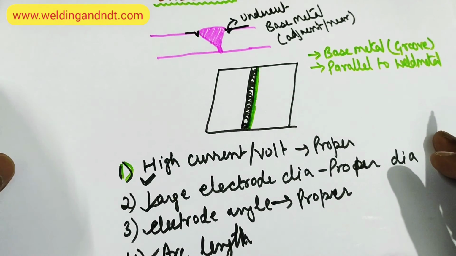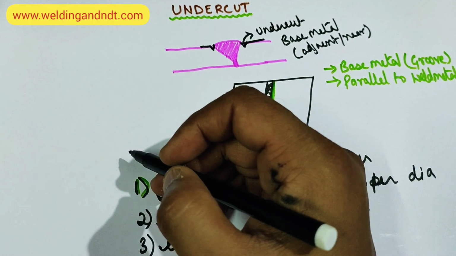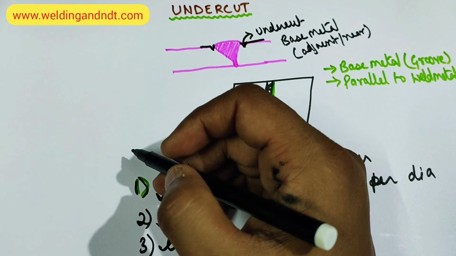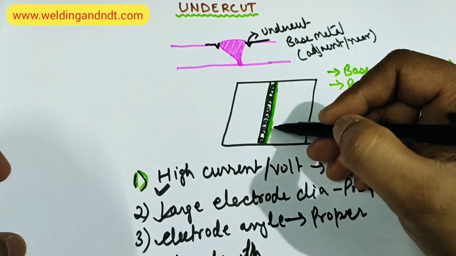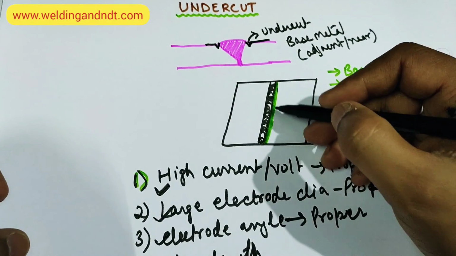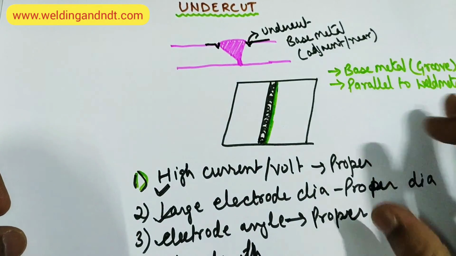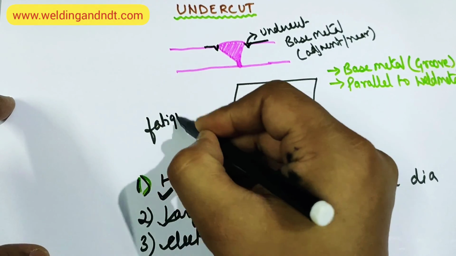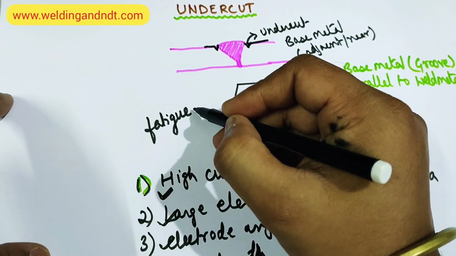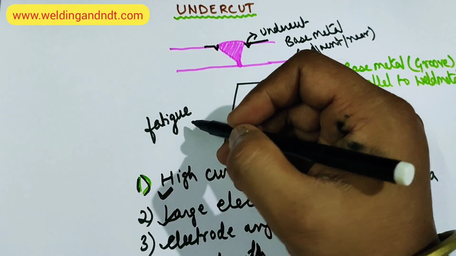Friends, undercut is a very dangerous defect because it acts as a stress raiser. At this position where the groove has been formed, stress concentration is there, hence it will cause future failure, mostly fatigue failure. This leads to a fatigue loading failure.